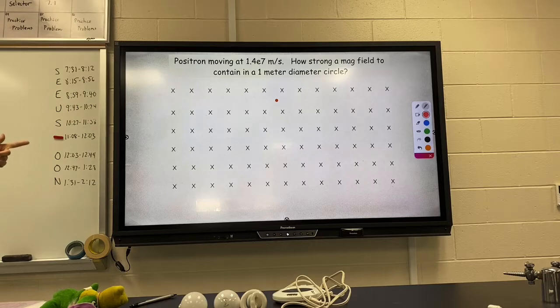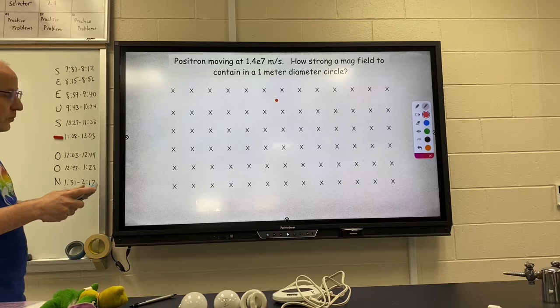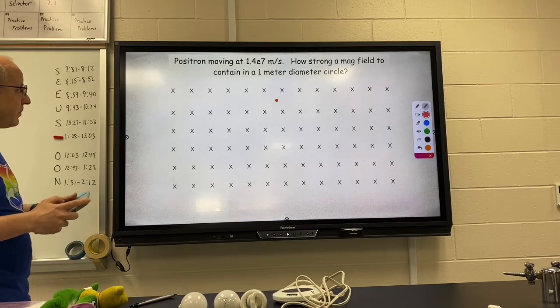I'd like you to try this problem. It'll be posted as part of your Google slideshow. Take a picture of your work and show me what you did.